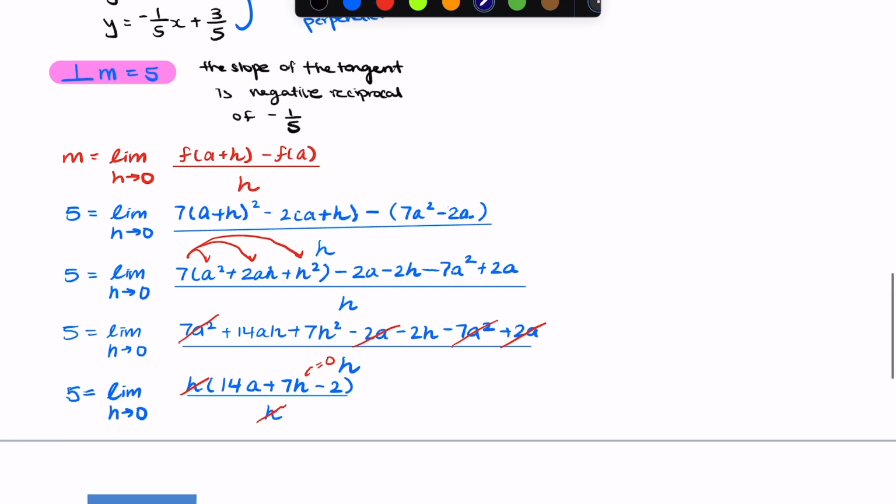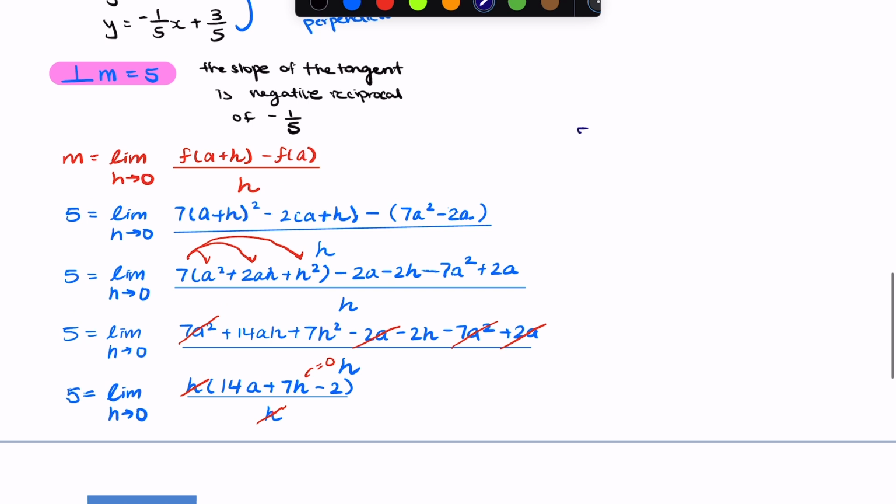So let's move up here. So here, 14a minus 2 will be equal to 5. Move 2 over, we'll get 7 is equal to 14a and a is equal to 1 over 2. So now we found that a is equal to 1 over 2.